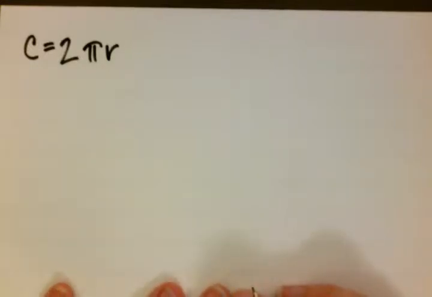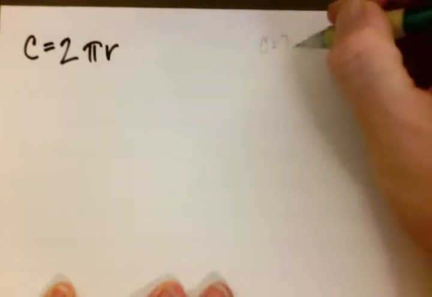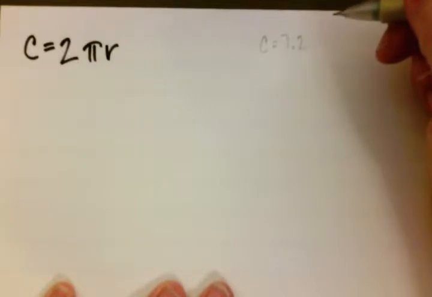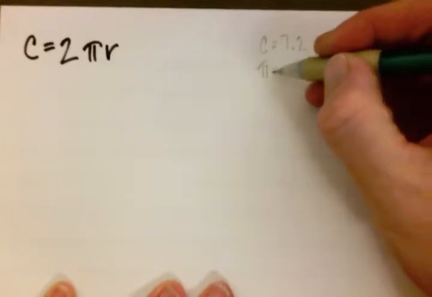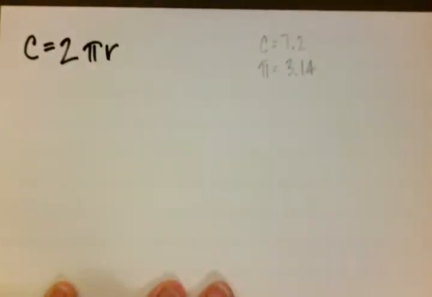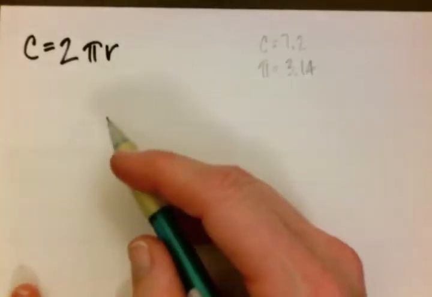The question told us that it took a 7.2 feet piece of metal tubing and bent it into a circle. So the circumference then is going to be 7.2 feet. And also it told us to use 3.14 for pi. So those are the two things that we know, and then we can solve for r, which is the radius. So let's go ahead and put this together.